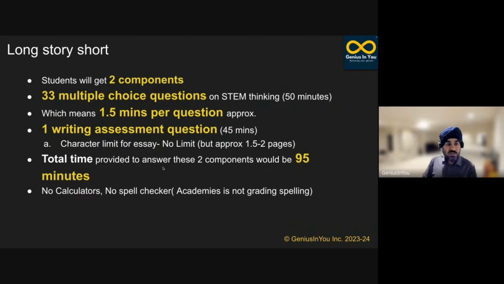There is no upper limit, no character limit for the essay, but normally 1.5 to 2 pages, which is around 4,500 characters, not words, is good enough, right? And the overall time they give you is 95 minutes, and there's no calculator and no spell checker. They are not looking for your spelling. They're just looking to see if they're able to make sense out of your statements and if they make really scientific sense, then you are okay.